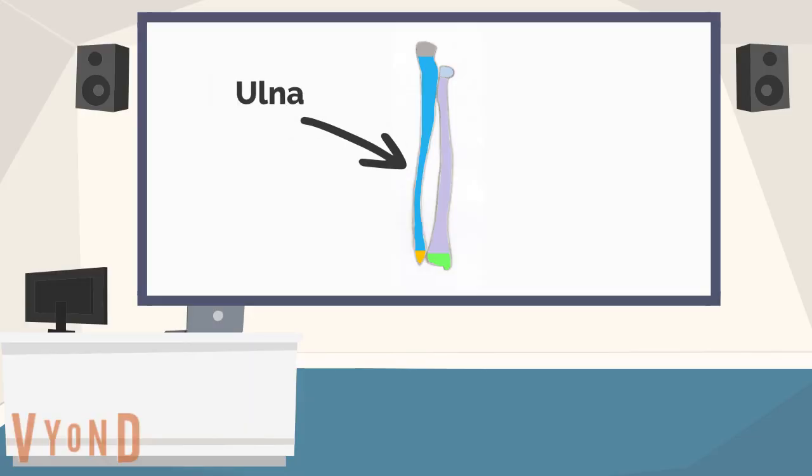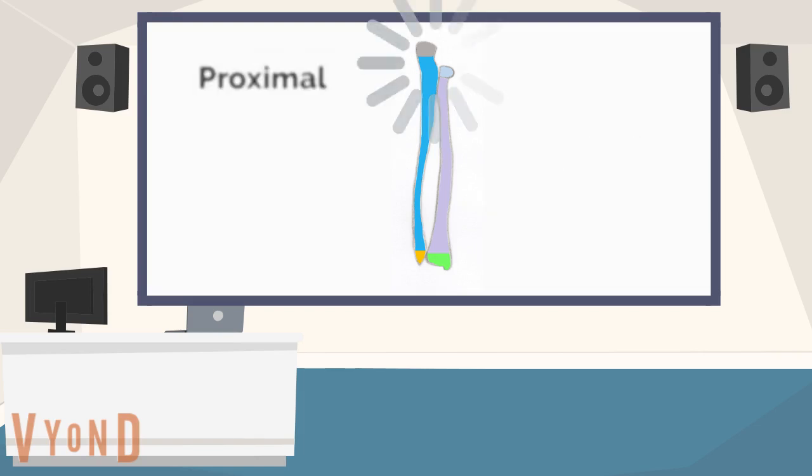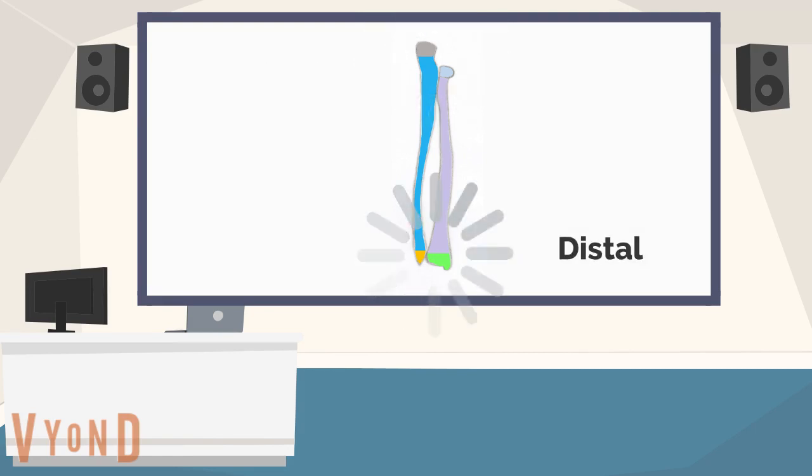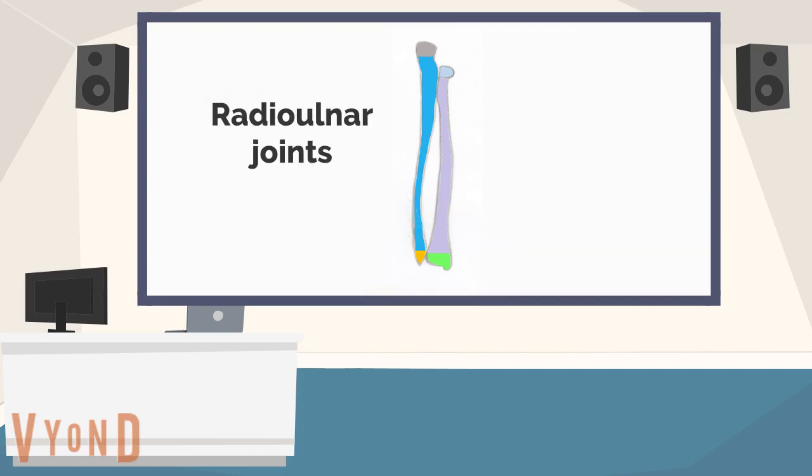There are two bones of the forearm, also known as the lower arm. They are called the ulna and radius. The ulna and radius form two joints. One joint is at the proximal end, and the other joint is at the distal end. They are both called radioulnar joints.